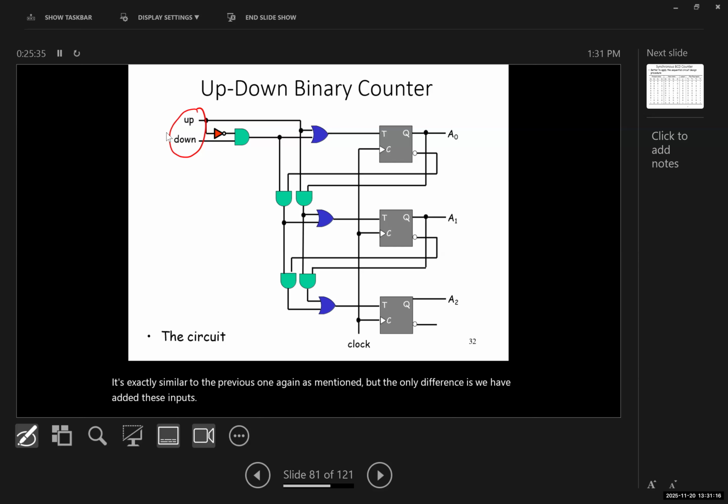You can see that the clocks are tied together. So this is a synchronous up-down binary counter. How many bits is it? Three bits. It's a 3-bit. We have 3 flip-flops, 3 outputs, A0, A1, and A2. So it's a 3-bit up-down binary counter. A 3-bit synchronous up-down binary counter.